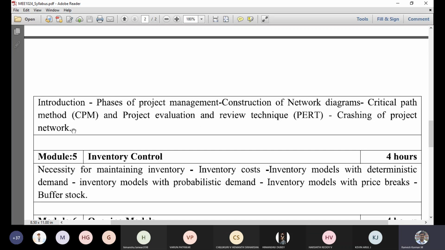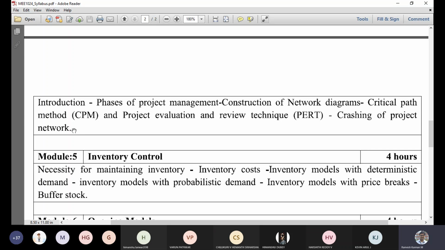Then crashing a project. Sometimes if you want to finish a job early, you deploy more people. But when you deploy more people, the cost of the project gets increased. Say if you want to construct a wall 1 meter high and 25 feet long, it requires 3 people and 3 days. But if you provide 6 people, you can finish it in 1.5 days. But then the budget gets increased for the wages of the people.